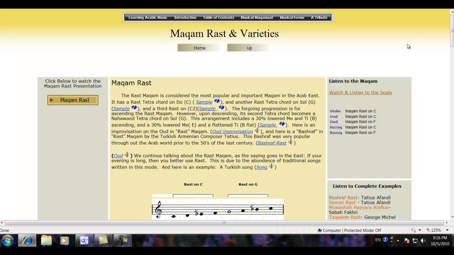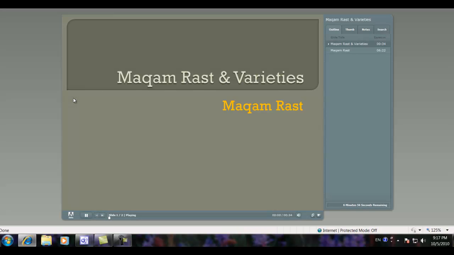And on the right hand side, if you want to see the audio visual, here's a slide presentation of Maqam Rast. Basically, it's the same material, the textual material and the audio examples. Here is a dulab and the Rast Maqam.